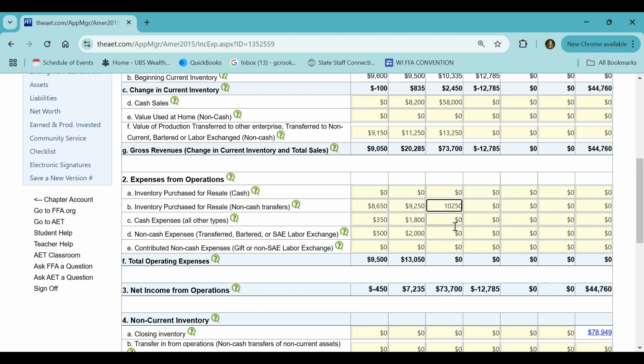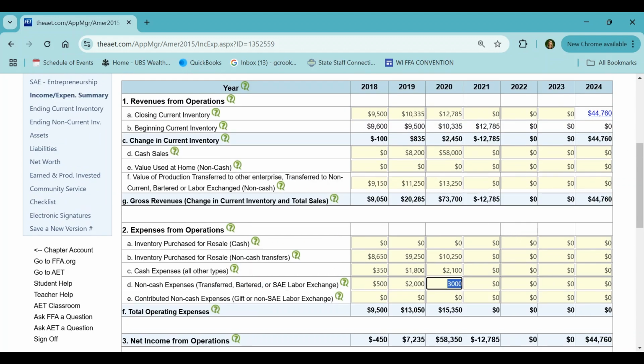All right, so in 2020, the inventory they purchased for resale that they bartered was $10,250. And then their cash expenses, they have $2,100. And then 2D is $3,000. So if we add up 2B and 2D, they equal 1F. All right. Let's go to 2021.